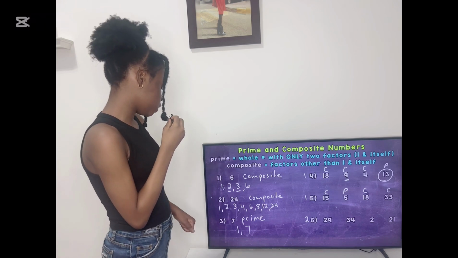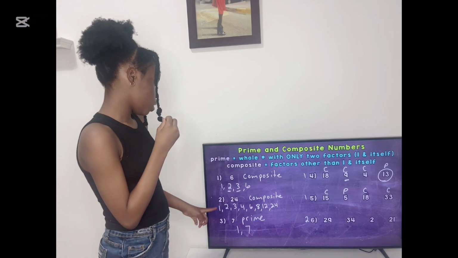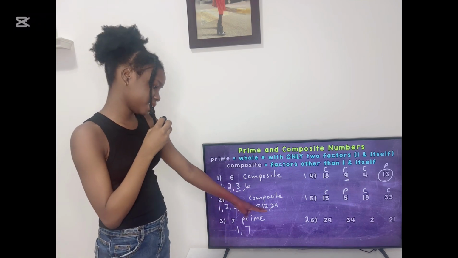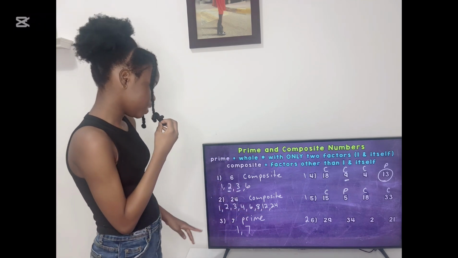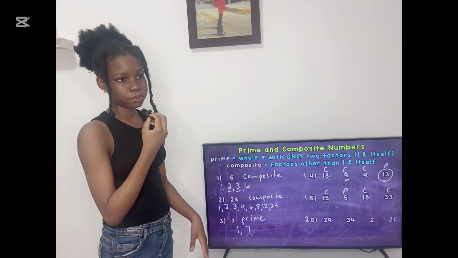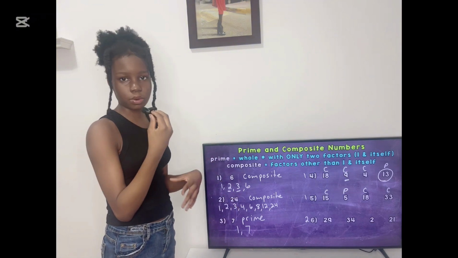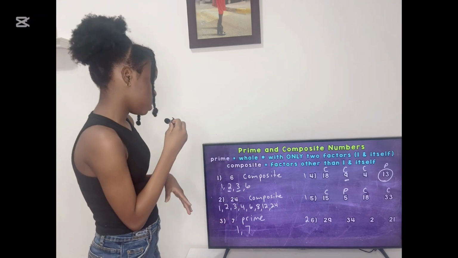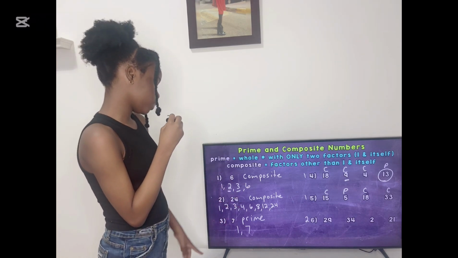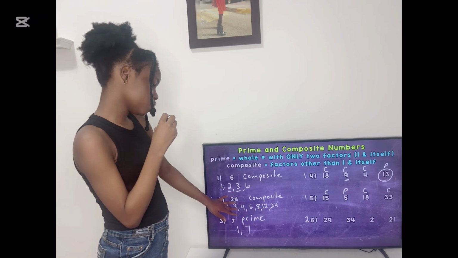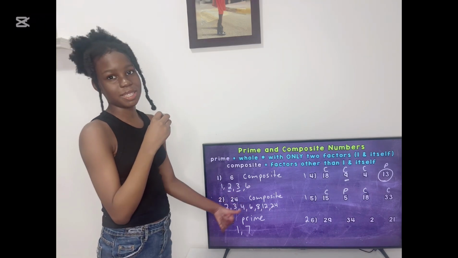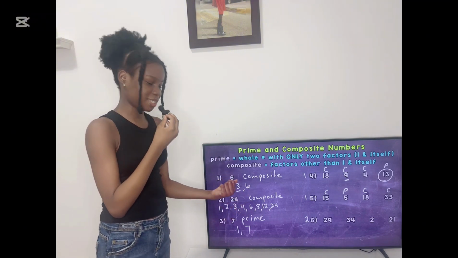So now for number 2, 24. Except for 1 and itself, what else? As you can see, there are actually a lot of them, okay? So 2 times 12 can go. 2 times 1 is 2, 2 times 2 is 4, 2 times 3 is 6, up to 2 times 12, basically, will give us 24 as well. So 3 times 8 will also give us 24. 4 times 6 will give us 24. This is definitely a composite, isn't it?